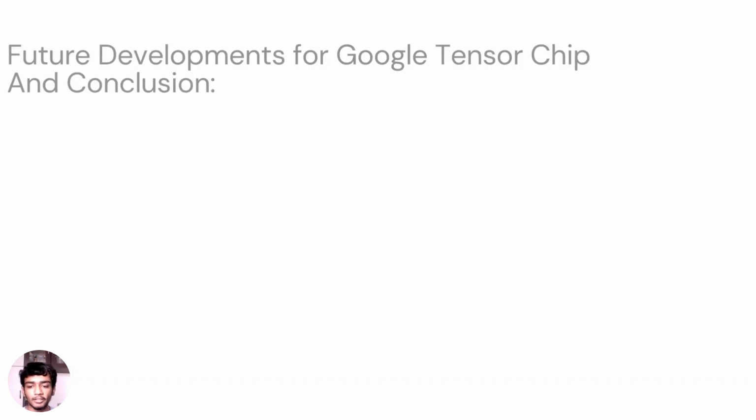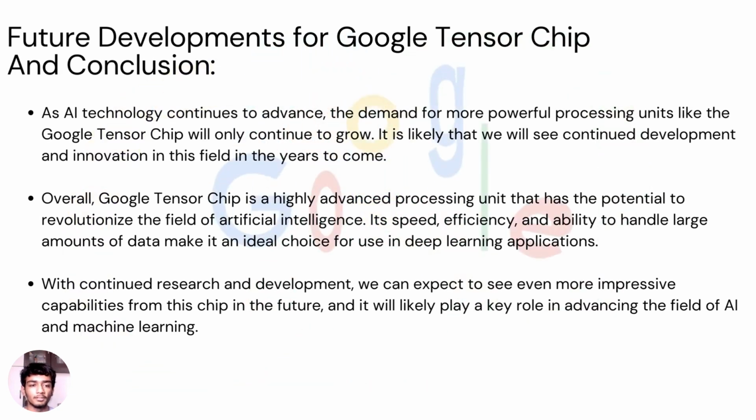So now, concluding the presentation, we'll see future developments of Google Tensor and what Google is working on right now. As AI technology continues to advance, the demand for more powerful processing units like the Google Tensor chip will only continue to grow. It is likely that we will see continued development and innovation in this field in the years to come. Overall, the Google Tensor chip is a highly advanced processing unit that is revolutionizing the field of artificial intelligence.